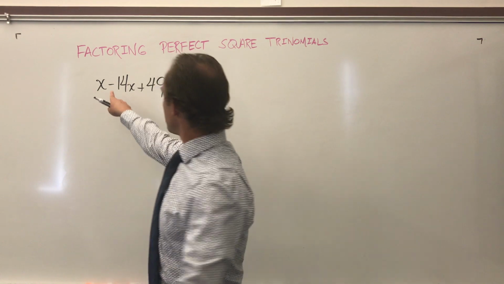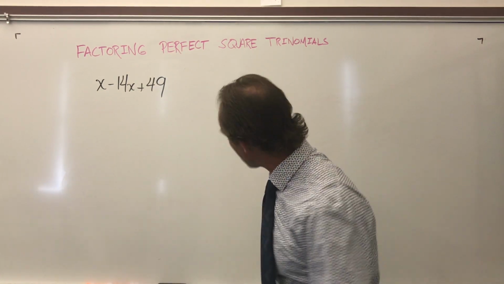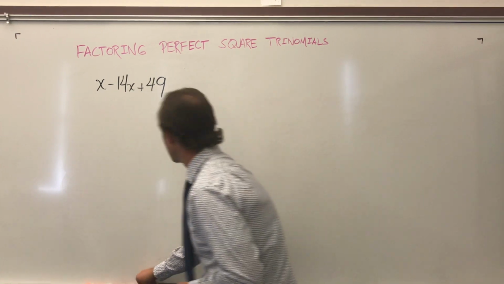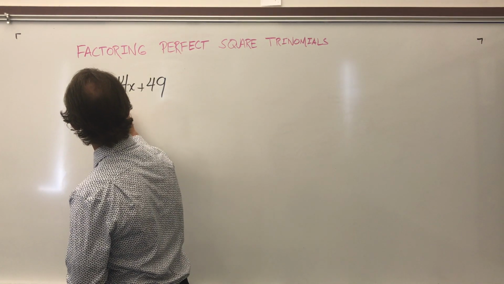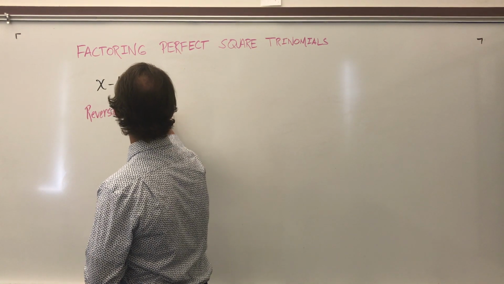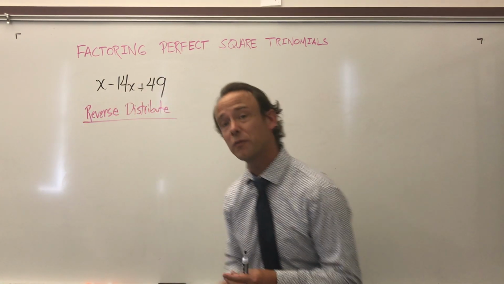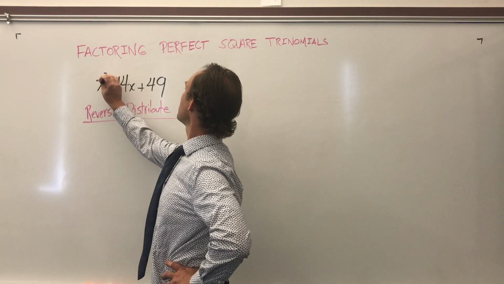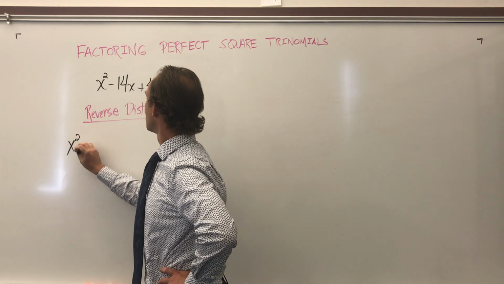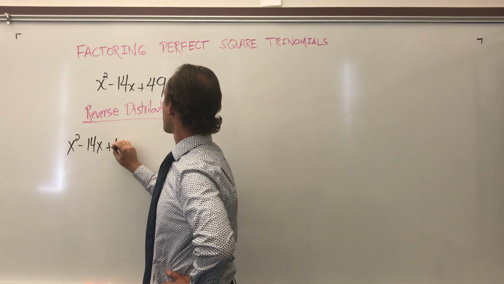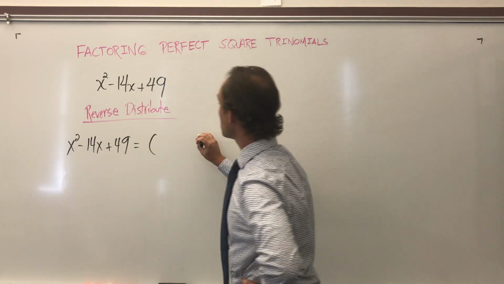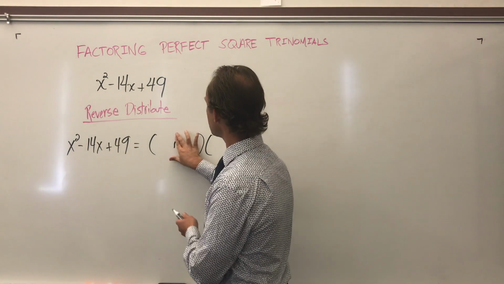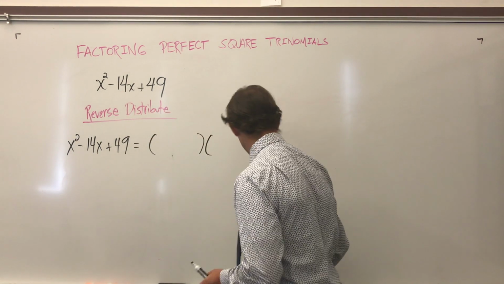All right, last example. Notice this one's got a minus sign. We're not going to worry about it. So if I look at a problem like this, I'm going to do the reverse distribute method first. So let's get the square in there. I'm going to predict the structure of the answer, and I'm going to leave the plus sign up there for now.